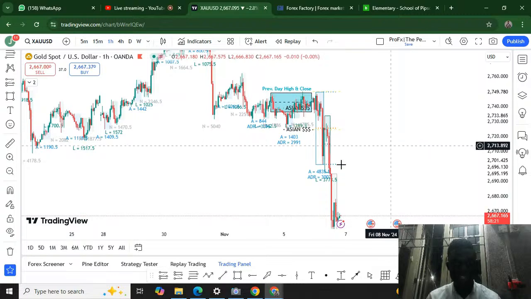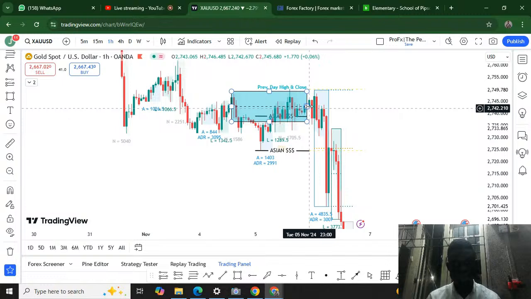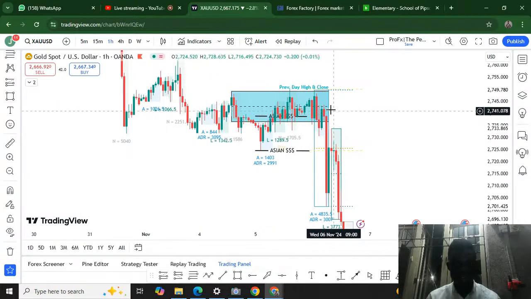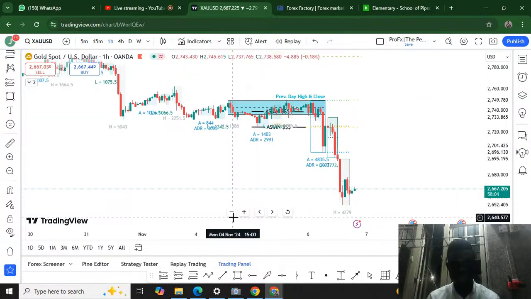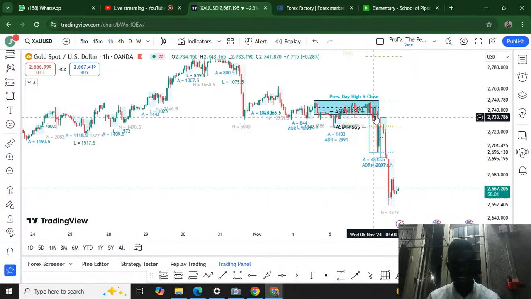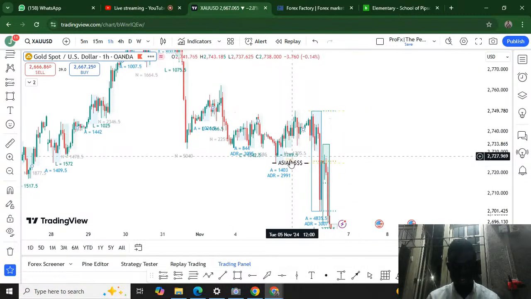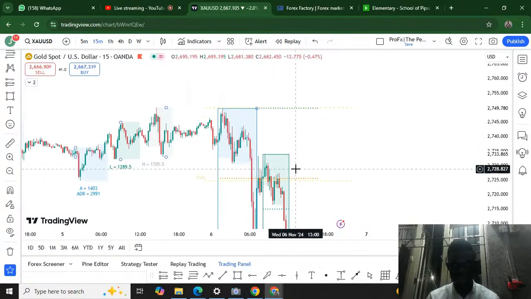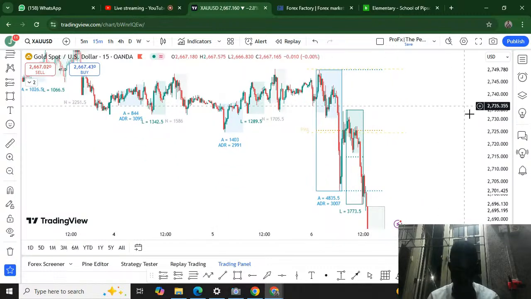Ah, we missed this. Look at what we missed on gold. This sell. Look at this sell we missed on gold. So the sell happened the next day. Yeah, I think that was the TV. The sell happened the next day.